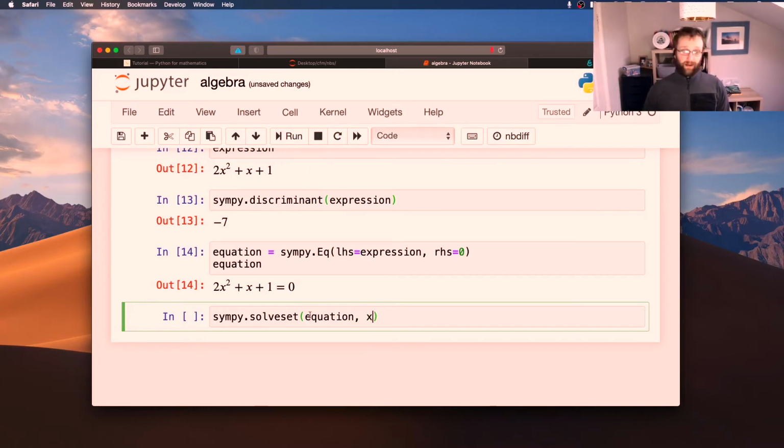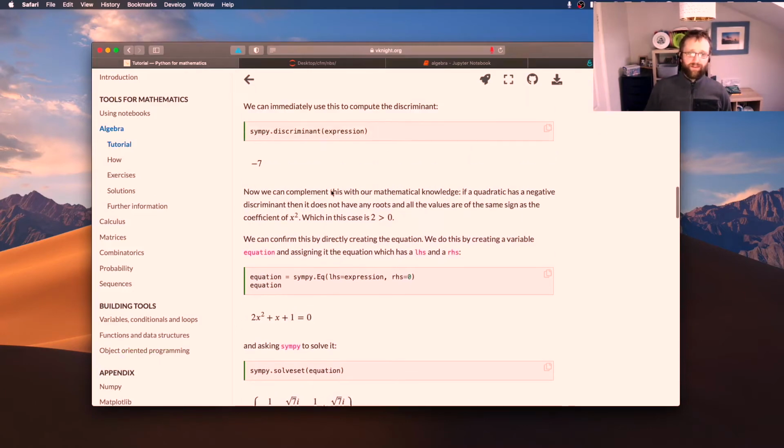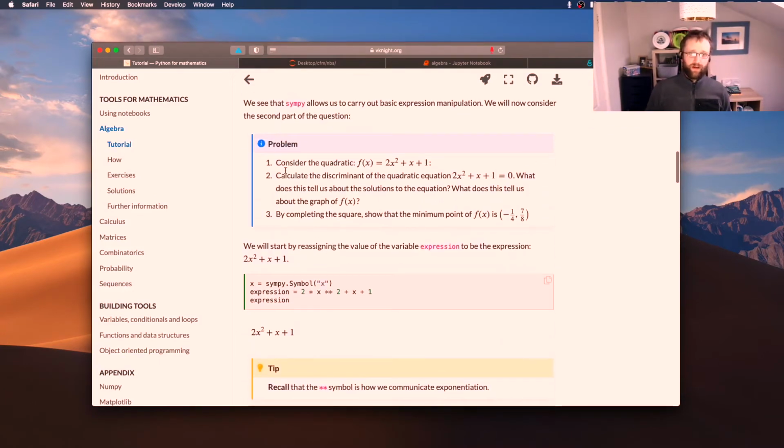Which is just x in this case. And indeed, if we solve that equation, we see that the roots are all imaginary, and so our graph will just be that convex parabola above the y equals 0 line. And so that's, if I just go back to the question here, that's just this question. What does this tell us about the graph?